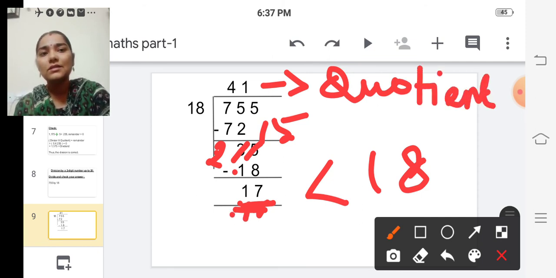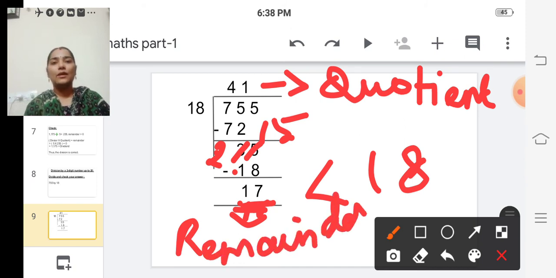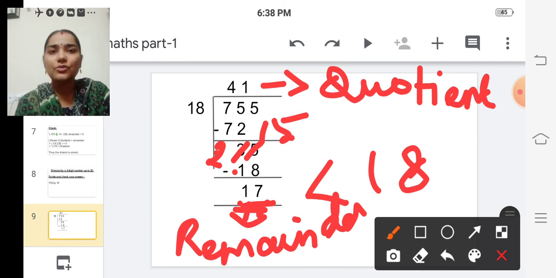And this one is remainder. Okay, is it clear, children, how to divide? Yes. So now we are going to check our answer. So to check the answer, what do we have to do?